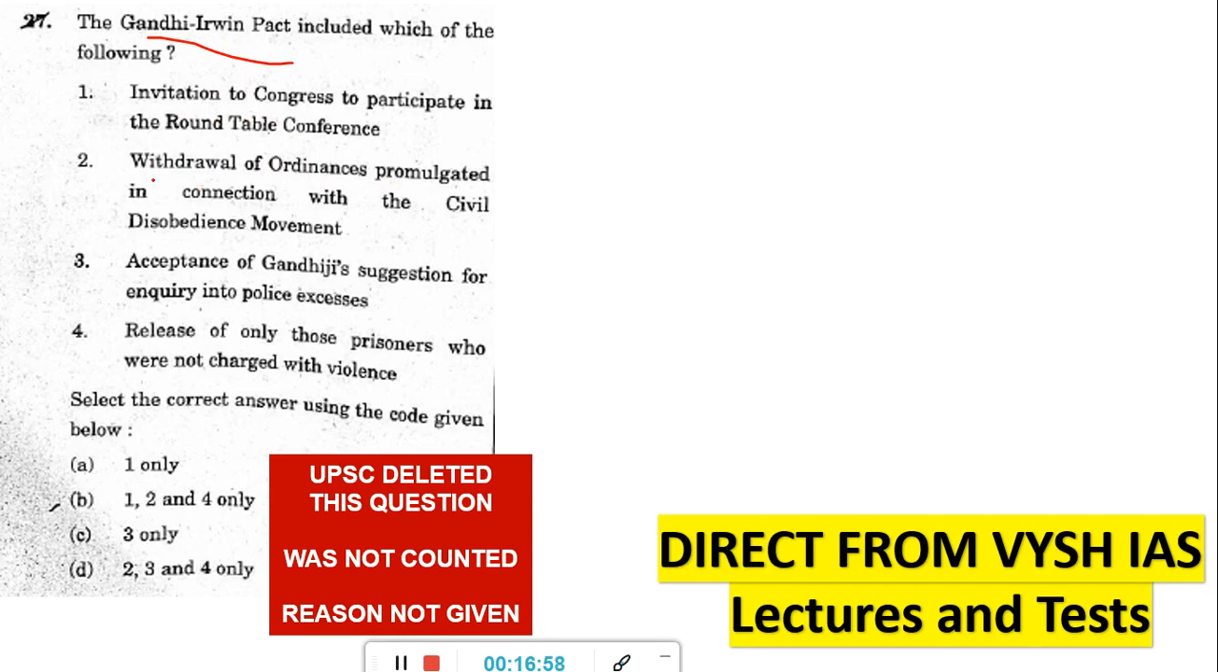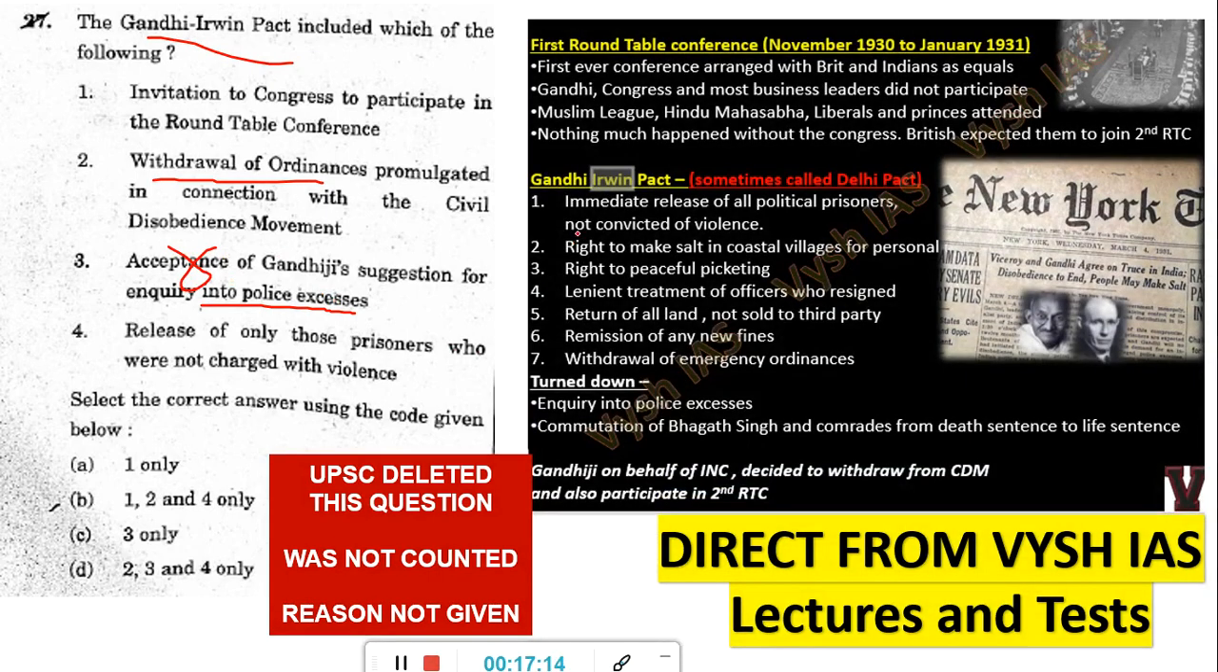So this one may be wrong or maybe a mistake. That is why UPSC has removed the question. Okay, but I don't know. Now the third one, acceptance of Gandhiji's suggestion for inquiry into police excesses. This is not acceptance. The Europeans, the British people, had turned down this thing. And this is given in your Spectrum, directly, what they accepted and what they did not accept.